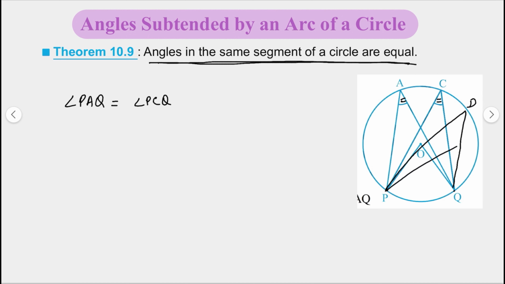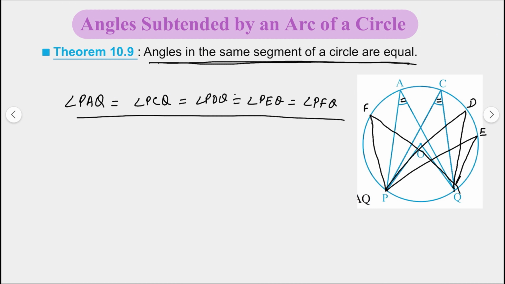We can also draw different angles, like here let's name it point D. We can also draw an angle, let's name it point E. We can draw some more angles here like this, and name it F. So all these angles will be equal. This PAQ will be equal to PDQ, will be equal to angle PEQ, and it will be equal to angle PFQ, as these are all angles in the same segment of the circle. And that's what this theorem 10.9 says. Angles in the same segment of a circle are equal.